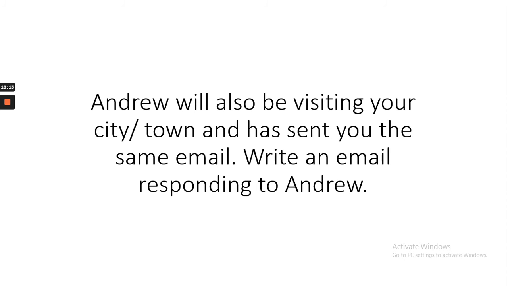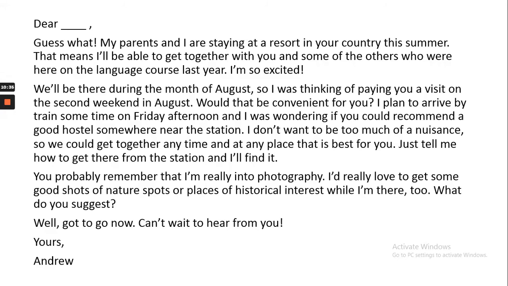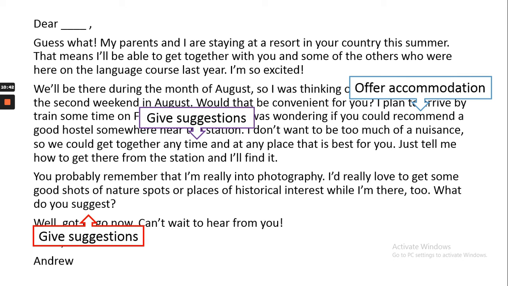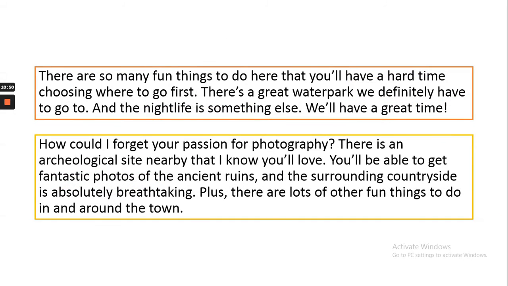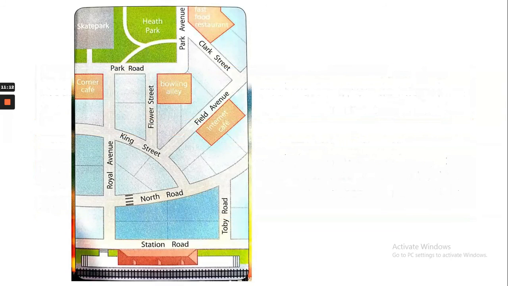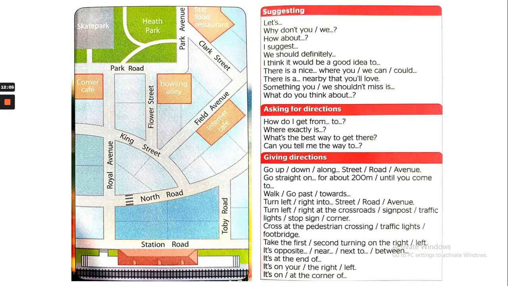Okay, so you have received the same exact email from Andrew. So the first thing that you need to do is offer accommodation. Then you need to give suggestions, and finally give directions. To give suggestions, remember the two options, so you can choose from these two options to respond to the question, what do you suggest? And to give directions, you can refer to this map. You can choose any locations in this map to meet Andrew, and make sure that you give him the right directions. You can also use Mark's email as a model, but you must use your own ideas and expressions or phrases, so you can refer to these examples to help you write your reply.